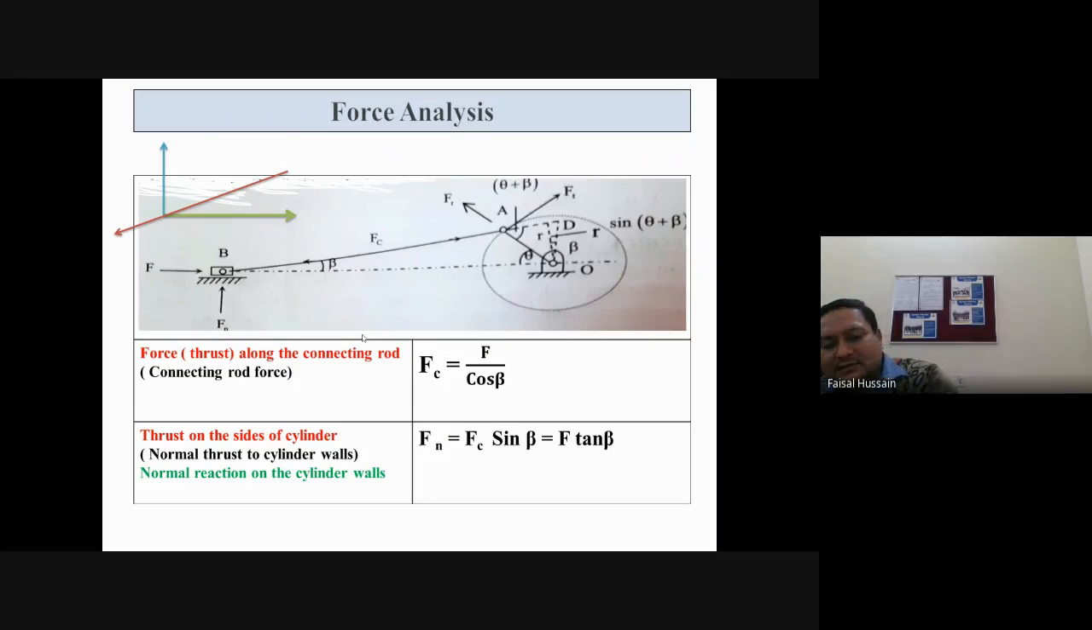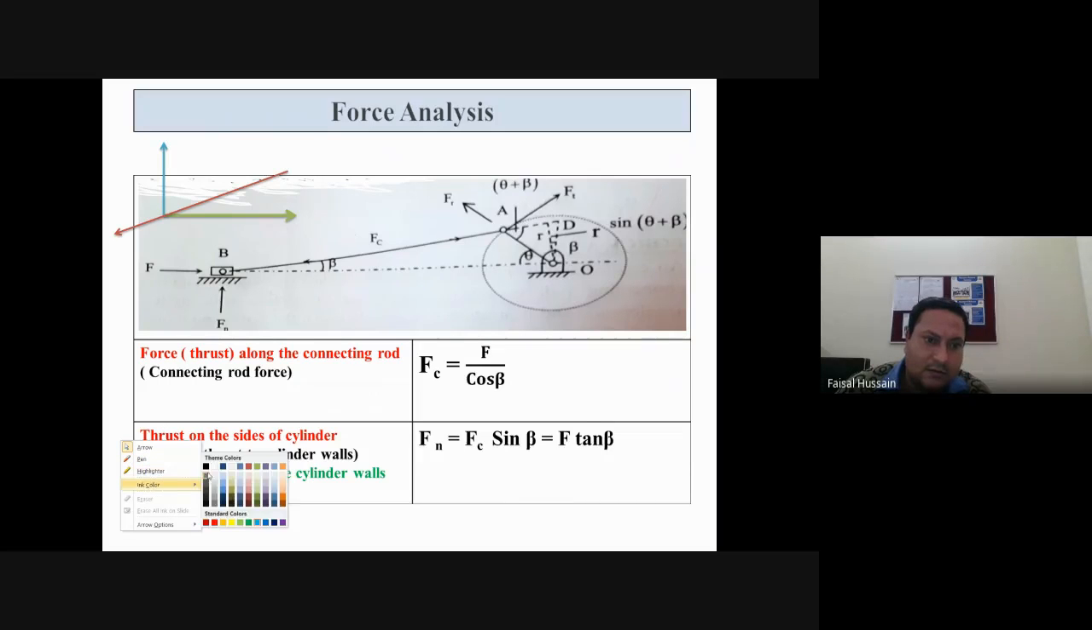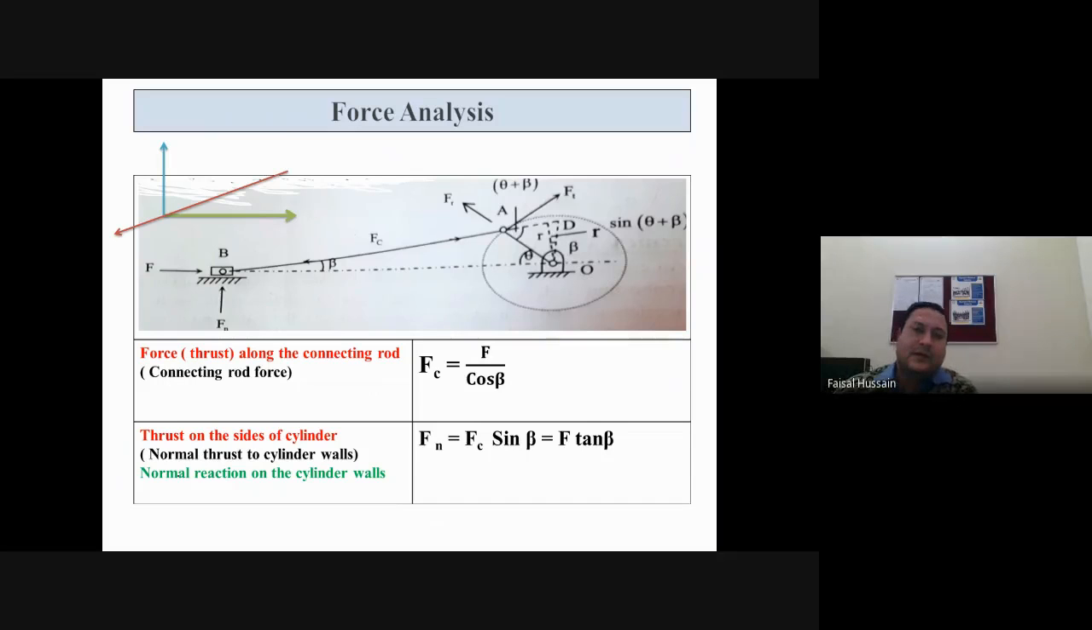Now let us move to the analysis part. Here, what we have done, as I have told you, see, this is my piston. So the forces due to combustion which are acting on this piston, let that be F. This is F force. Because of this force, there will be some force or thrust along the connecting rod. For example, if piston will move in this direction towards right, the thrust will be here. If piston is moving towards left, the thrust will be here along the connecting rod. Okay, so Fc is the thrust along the connecting rod.